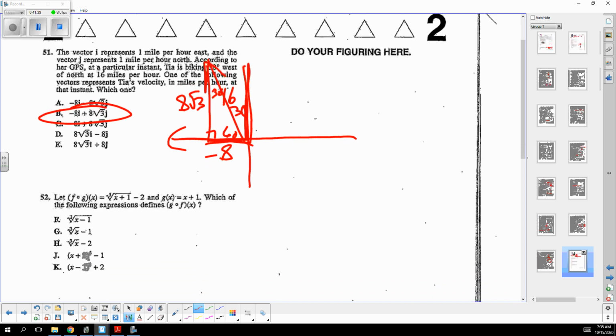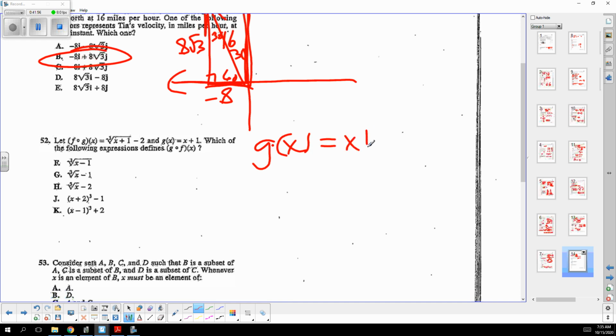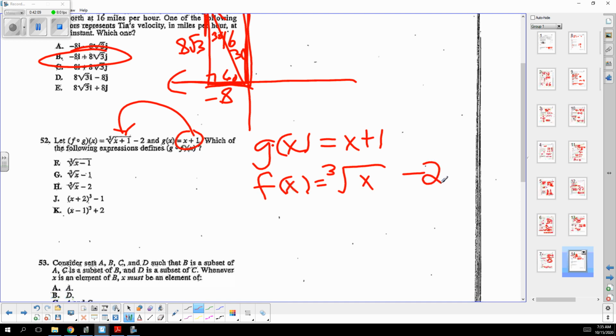There were some hard questions on this, none harder than 52. 52 says, what is, they give you f composed of g. Now g is x plus 1. See how it's plugged in there as x plus 1? So f must just be the cube root of x minus 2, because that's where g is plugged in. So look at f of g. The g gets put in right there.